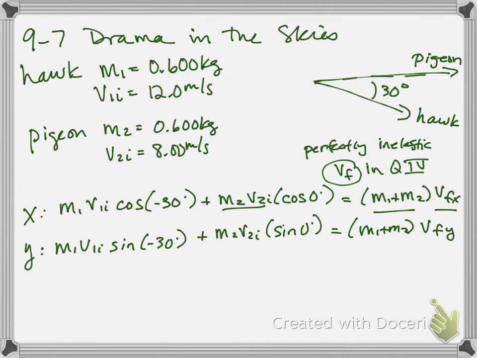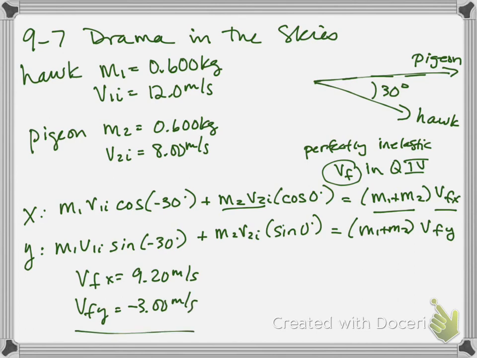It turns out we have all of this data. We have all the m's and we have all the vi's, and we have the thetas. So we can solve flat out for vfx, which equals 9.2 meters per second. That's positive. VFY is minus 3.00 meters per second. That's negative. This gives us a fourth quadrant vector, kind of exactly like I predicted back here. And then to find VF, you just use the Pythagorean theorem, 9.2 squared plus 3 squared. Take the square root, and we get 9.7 meters per second.